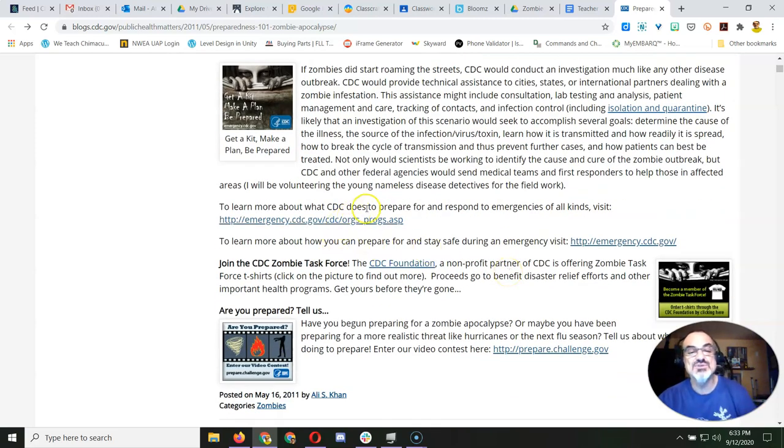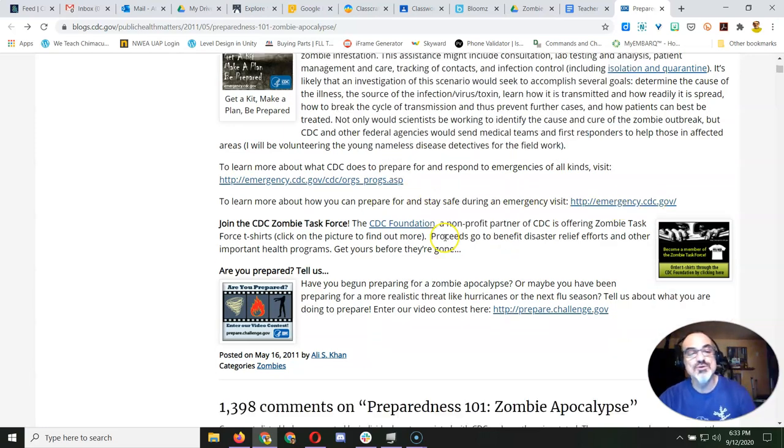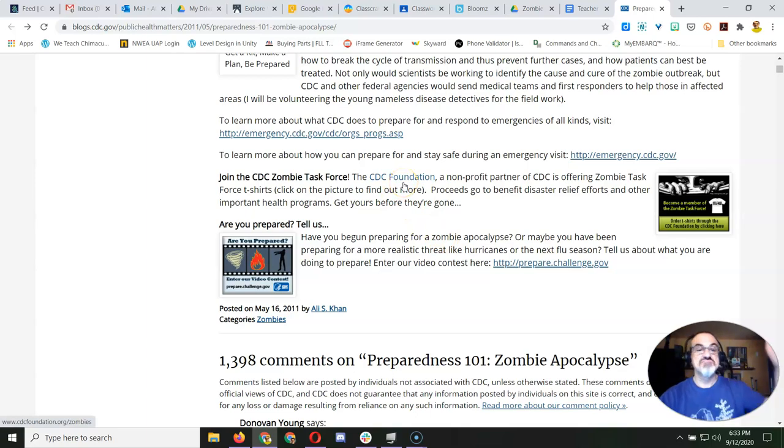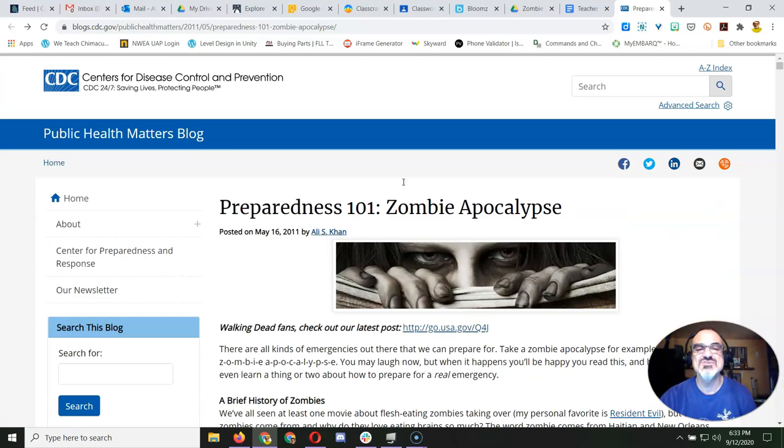And then they have a link where you can learn more about what the CDC does to prepare for and respond to emergencies of all kinds, especially the emergency we're going through now in real life on Earth, not in our Star Trek game of the zombie apocalypse on the planet Acalia. And then they've got the CDC.gov link here so you can read more. And look, they've got other links and comments here. So that's what you need to learn from this link here.